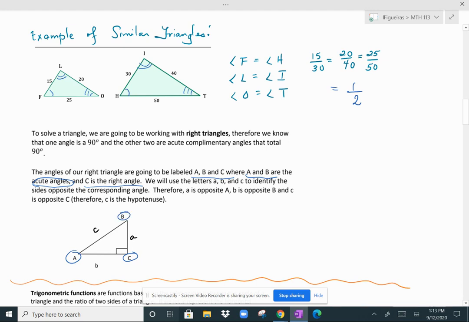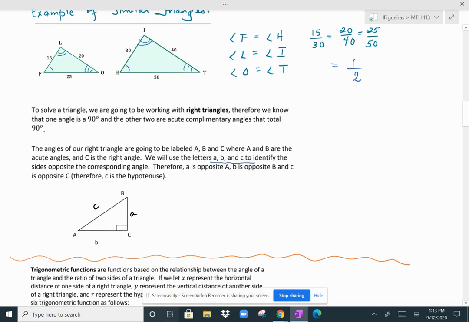Then we're going to use lowercase letters to identify the sides. So little a, little b, little c, and the side goes opposite of the corresponding angle. So opposite of angle A is side A. Opposite of angle B is side B. And then side C will always be your hypotenuse because it's opposite of the right angle C. Okay, so that's how you should be drawing your right triangles.